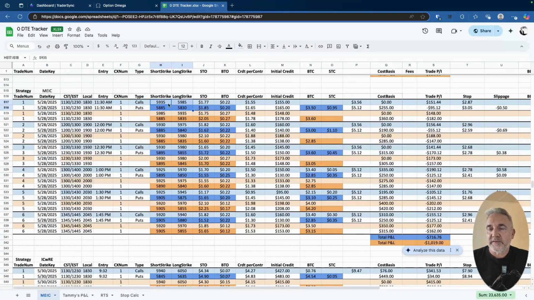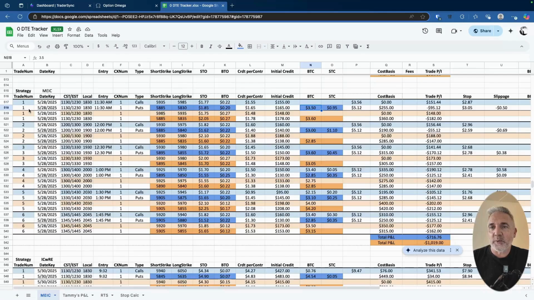These are the strikes, the short strike and the long strike. This is what I collected to sell the short side, this is what I paid to buy the long side, and this is the credit received. Ideally, we do not want to see any numbers in these fields here because this indicates what I closed out, what I was stopped out for.